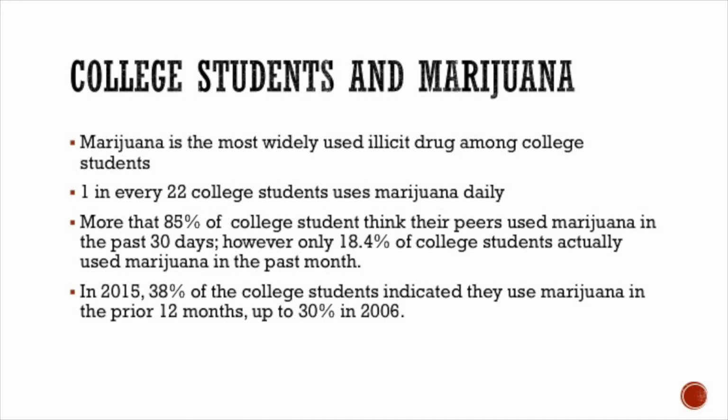And here are some statistical facts that I found about college students and marijuana. Marijuana is the most widely used illicit drug among college students. 1 in every 22 college students use marijuana daily. More than 85% of college students think that peers used marijuana in the past 30 days. However, only 18.4% of college students actually used marijuana in the past month. In 2015, 38% of college students indicated they used marijuana in the prior 12 months, up from 30% in 2006.